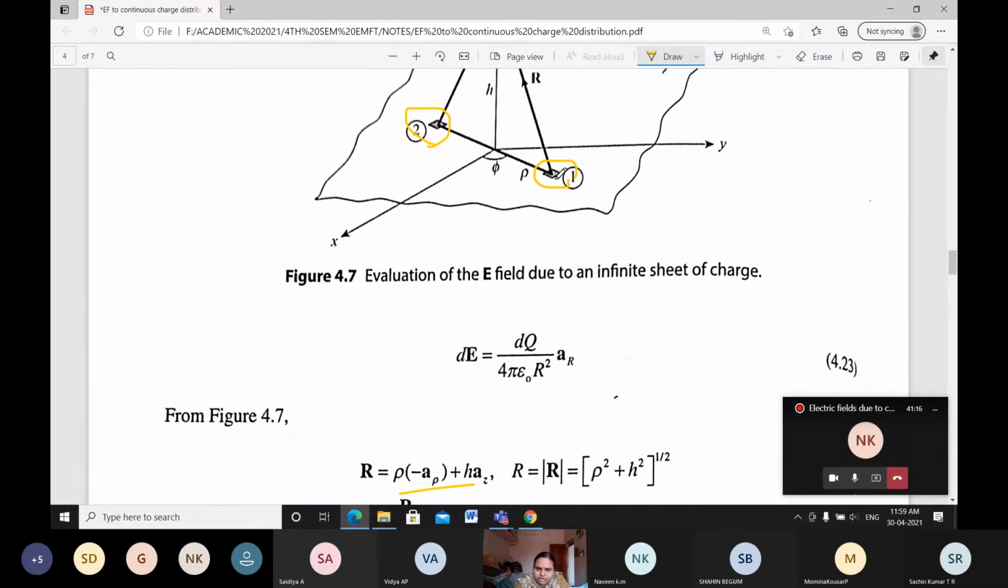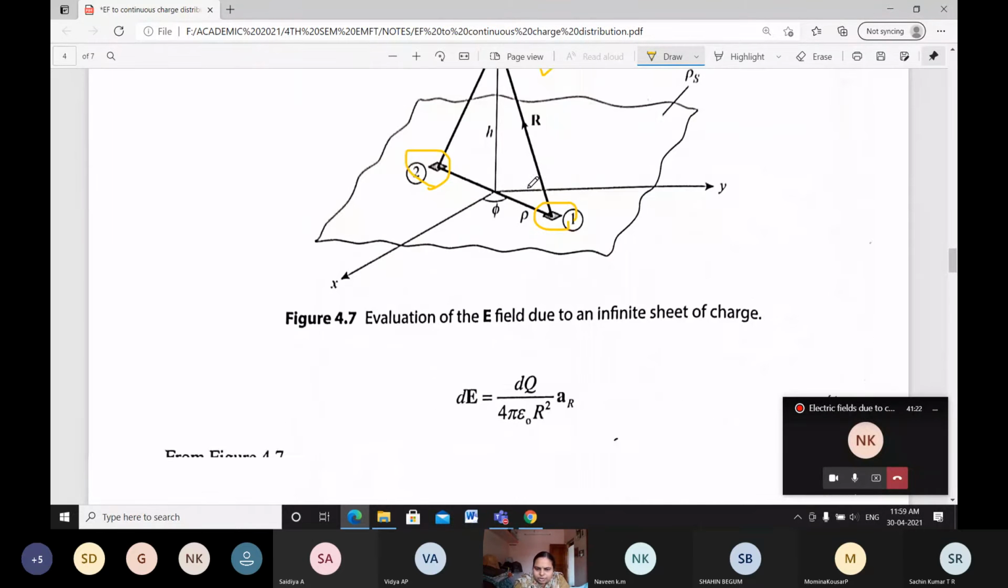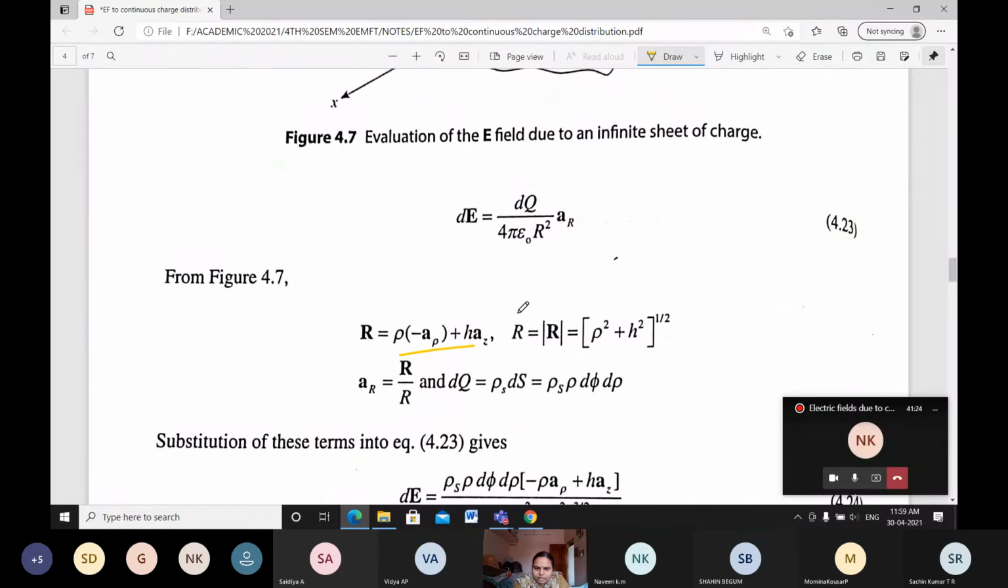Here the only varying quantity is rho, and here the only varying quantity is h. Based on this, I can find the distance. Then our R is going to be equal to, what is the magnitude of this R? That is minus rho a_rho plus h a_z, so |R| is (rho square plus h square) power 1 by 2. Then the unit vector a_R is going to be R divided by |R|, and dq is going to be rho_s dS.